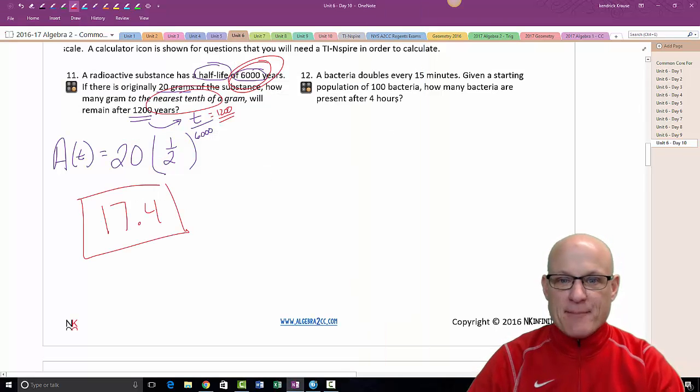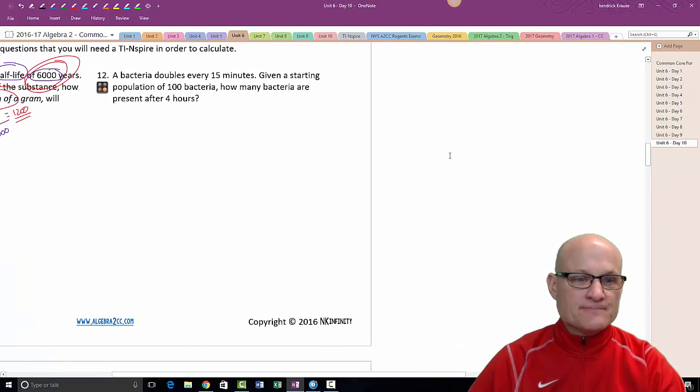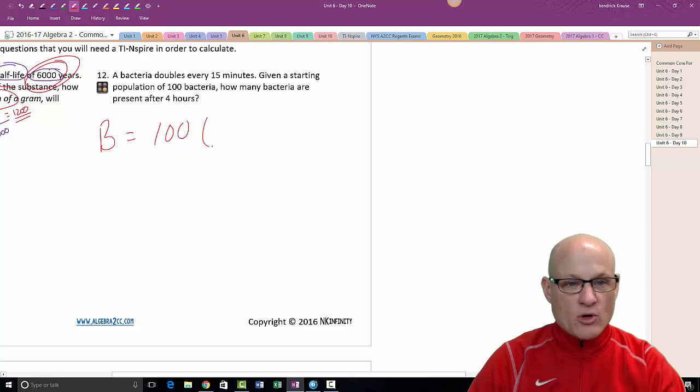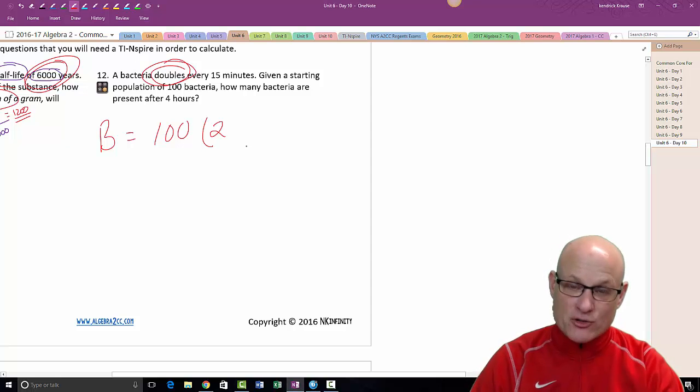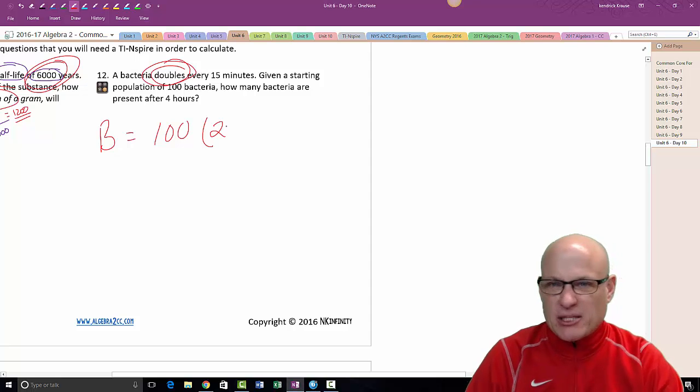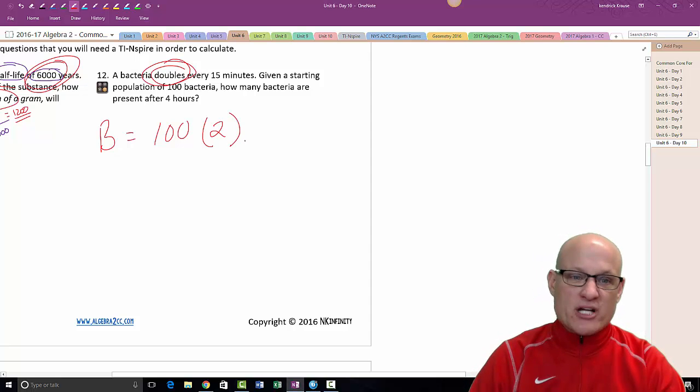Crazy. A bacteria doubles every 15 minutes. So here we go. Given that we start with 100 bacteria, how much bacteria are we going to have? We're going to start with 100, and we're going to double. Anytime you double something, that's your factor of growth. It could be a half, which means it's decay. It could be doubling. It could be a percentage. And we're doubling every 15 minutes.